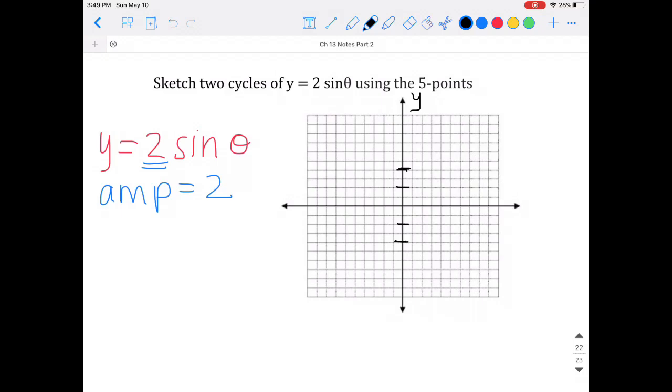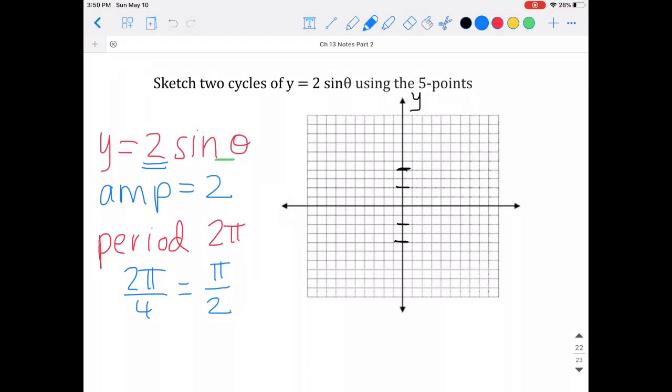To figure out our 5 points for the x values, we need to use the period. So the period of this function, again, we do 2 pi over b. There's no b value. b would be the number that's in front of theta. So our period here is 2 pi. After we have the period, we have to divide that by 4 to figure out the intervals for our x values. So 2 pi over 4 gives us an interval again of pi over 2.